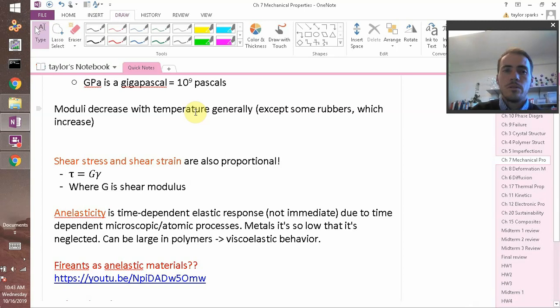But not all materials. Rubber actually goes the other way. It actually becomes more stiff as you heat it up. And maybe you've experienced, if you ever took a piece of rubber and got it too hot, it starts cracking and becoming brittle because you're altering the chemicals in the structure inside of it, which we'll get to probably later.